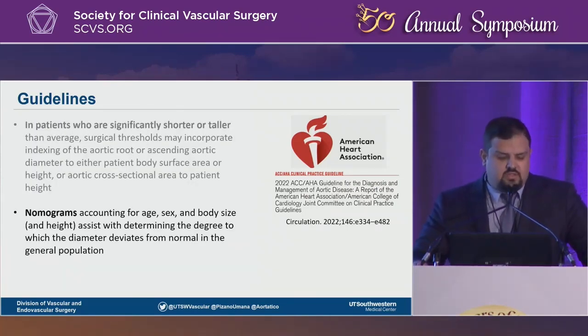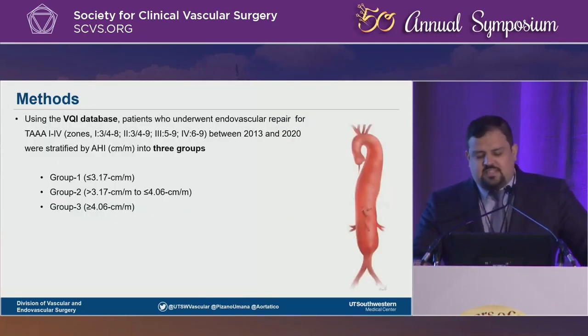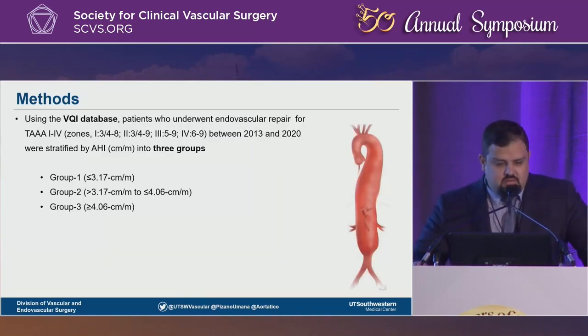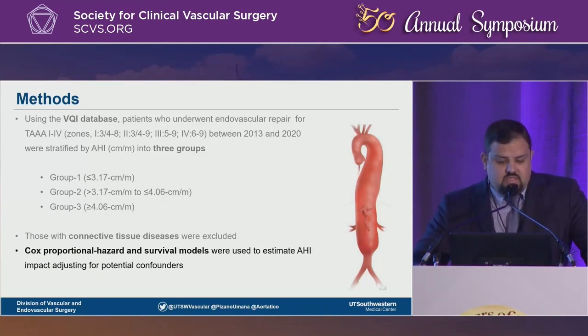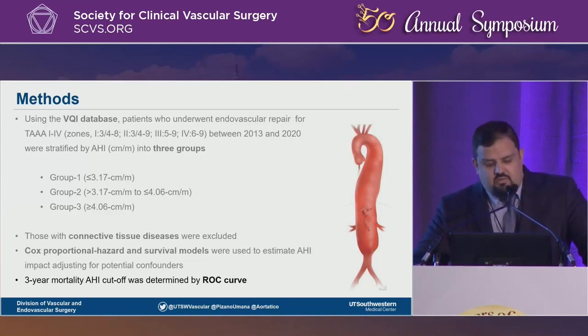They also point out that nomograms, accounting for age, sex, and height, assist to determine the degree to which the diameter deviates from the normal in the general population. Having said that, we developed this project using the VQI database in patients who underwent endovascular repair for thoracoabdominals, including 3 groups based on aortic height index. The main goal was using Cox and survival models to determine the impact of the aortic height index, and we wanted to set up an AHI cutoff determined by a ROC curve.